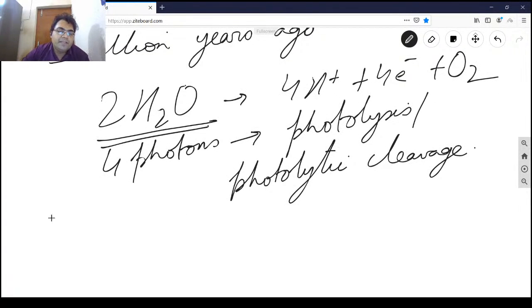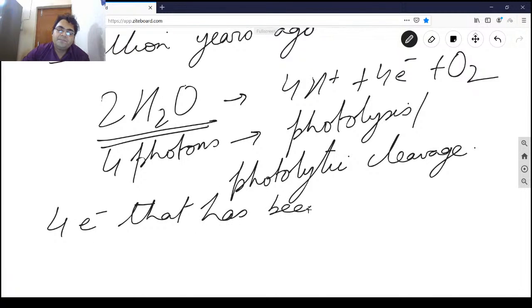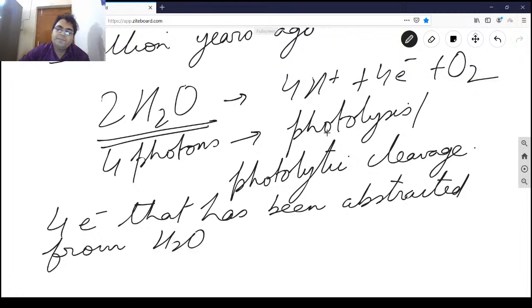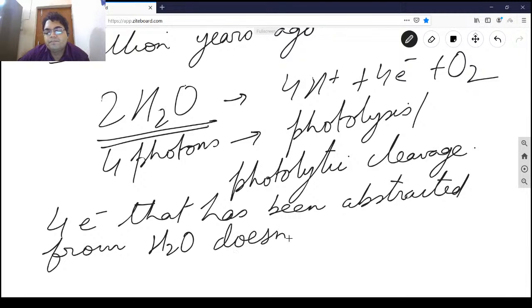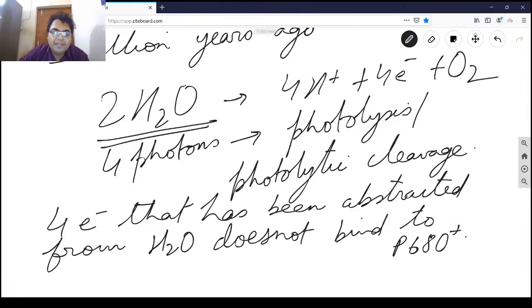The 4 electrons that have been abstracted from water do not bind to or associate with the P680 radical, the cation radical. What happens is that the P680 cation radical can accept only 1 electron at a time.